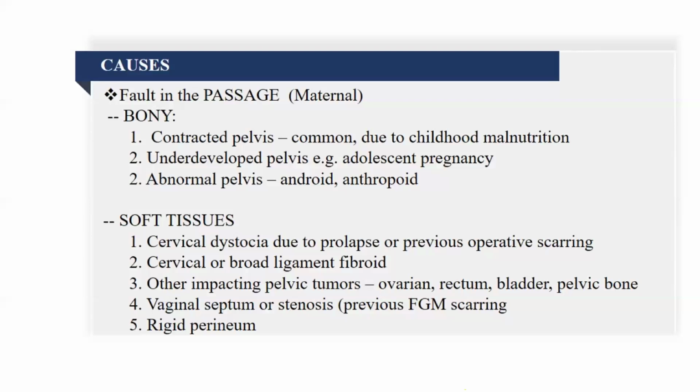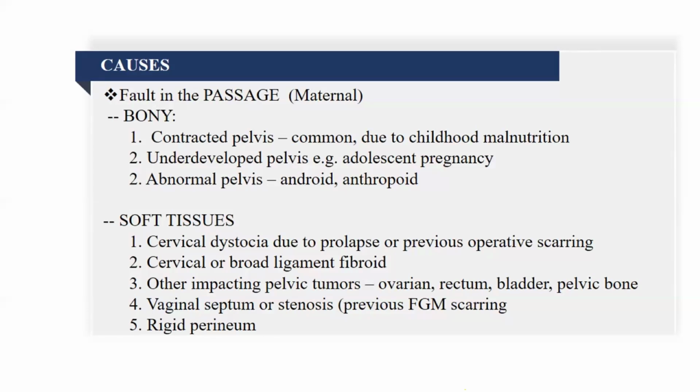So we are looking at the fault in the passage, the maternal factors, which could be from the bony pelvis or the surrounding soft tissues within the pelvis. For the bony pelvis, we have contracted pelvis, which is very common and is typically due to childhood malnutrition. Underdeveloped pelvis, like you mentioned earlier, typically in adolescent pregnancy. An abnormal pelvis: android pelvis, anthropoid pelvis, and what have you.